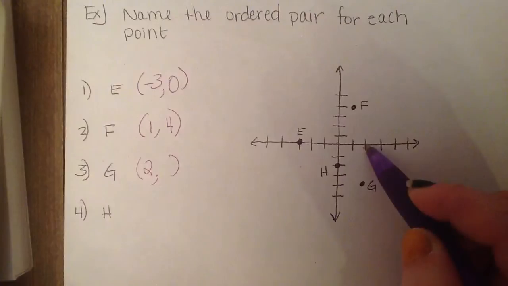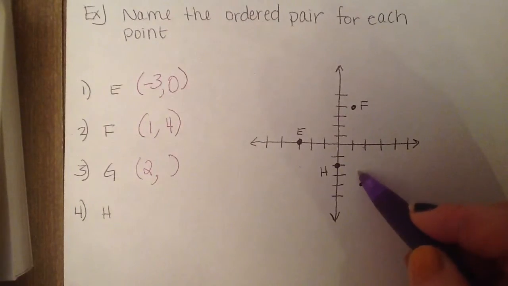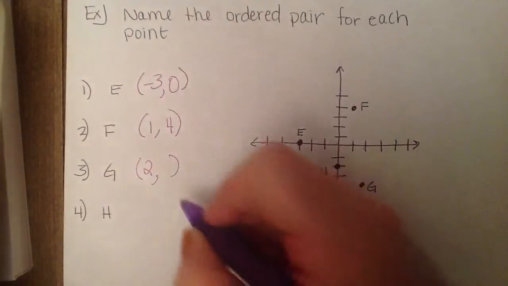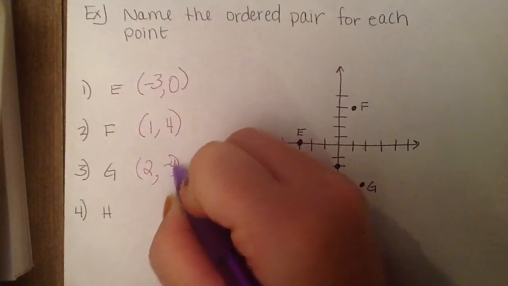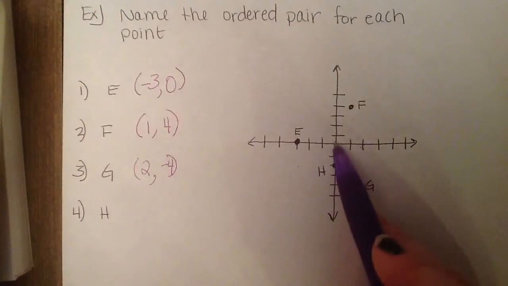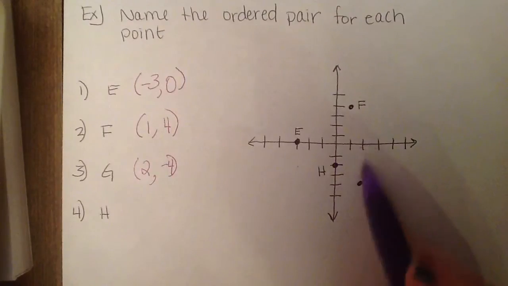Now, we have to move down. So is that a negative or a positive? It is a negative. 1, 2, 3, 4. A -4. So to get to G, we move 2 over, 4 down.